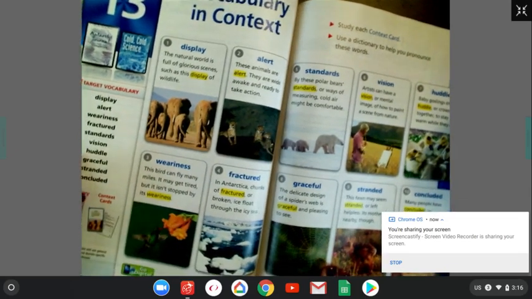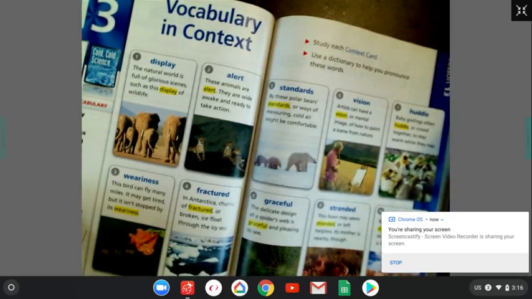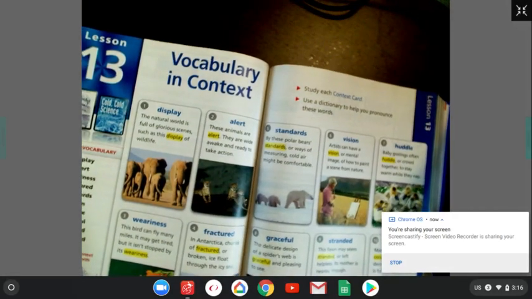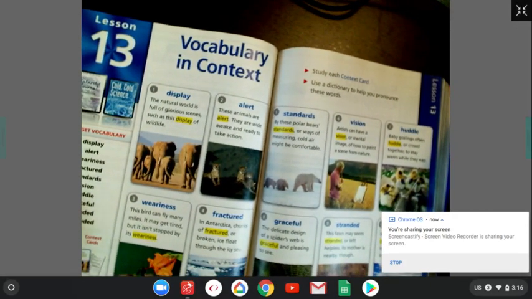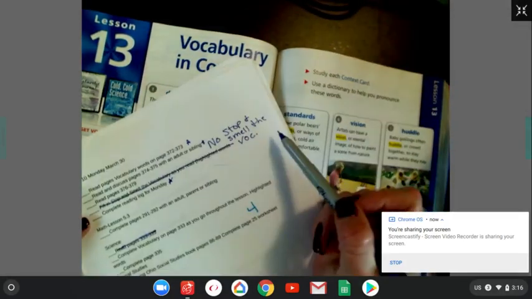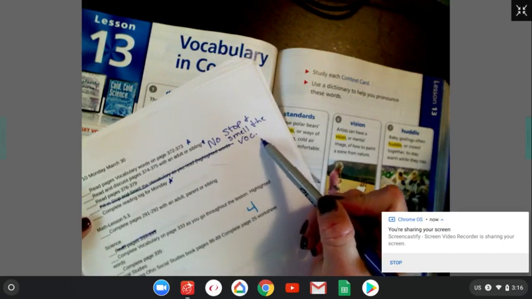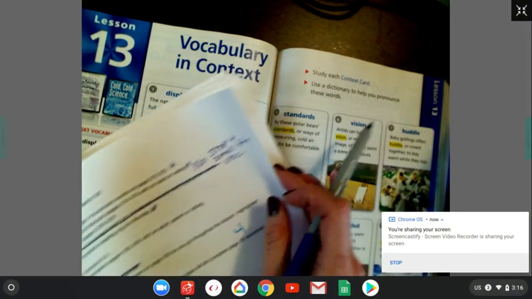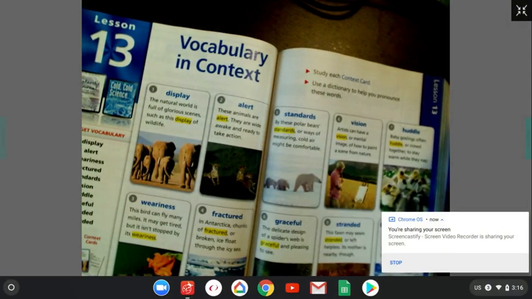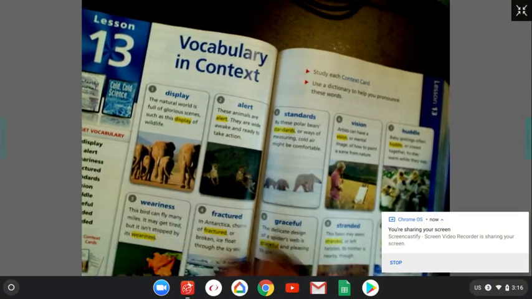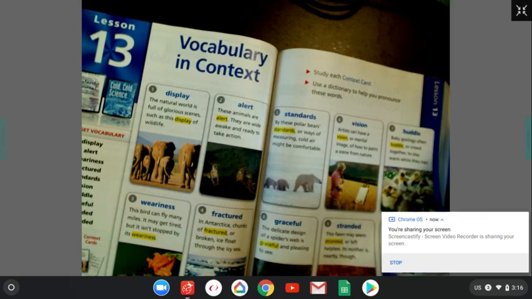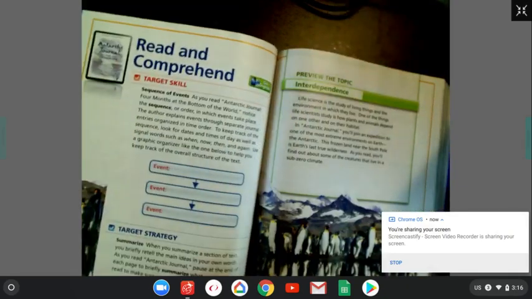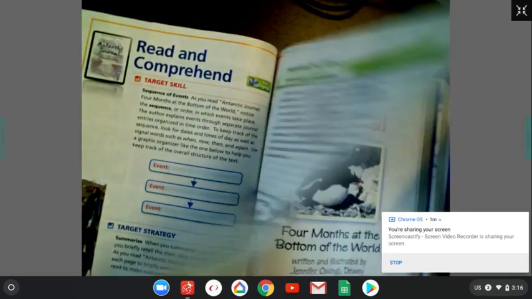This is lesson 13, page 372, 373. You also this week are not required to do your stop and smell the vocabulary. So you may go ahead and write that on your sheet for Monday, March 30th. Do not do stop and smell the vocabulary. You will have a different activity to do. I still want you to review these words with your parents or whoever. We'll come back to these pages.